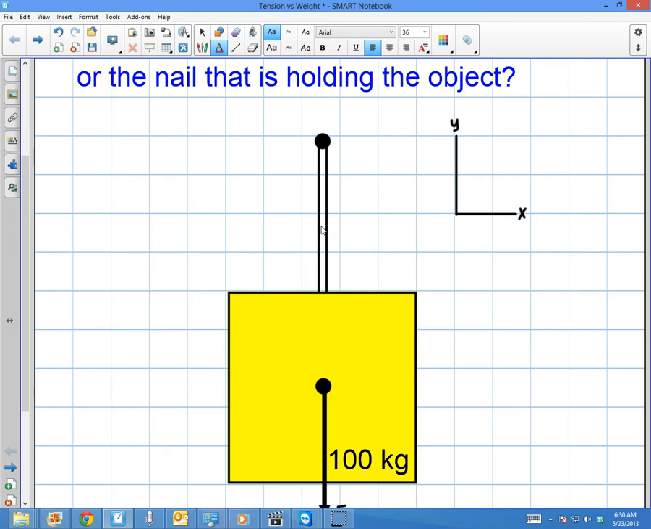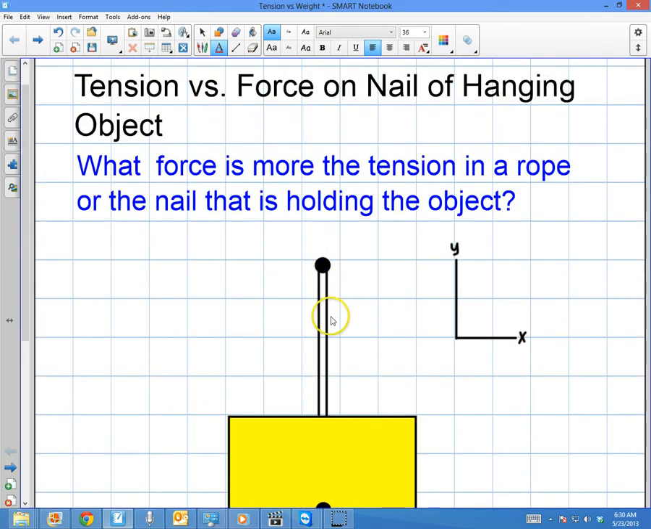What would be more? That's a good question, because the answer is going to depend upon the angle that the ropes make. So the tension in these ropes may be less than the force on that nail, or the tension in these ropes might be more than the force on that nail. It just really depends upon the angle that these are going to make.